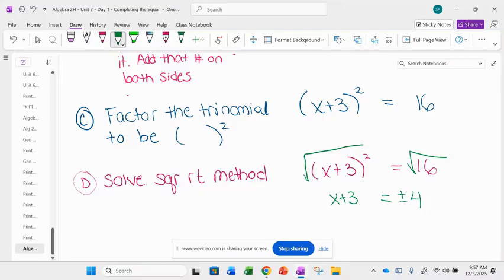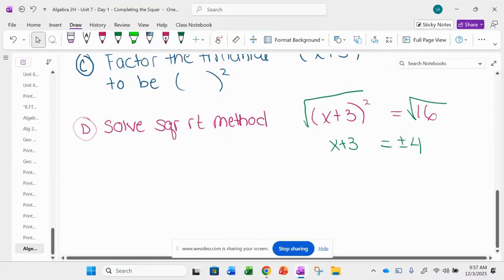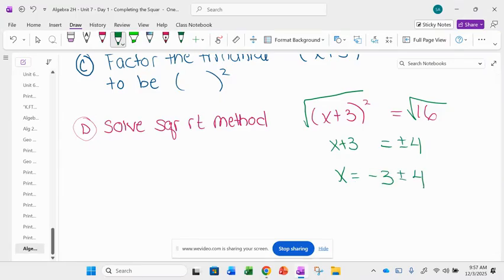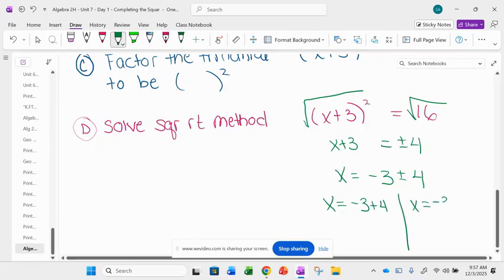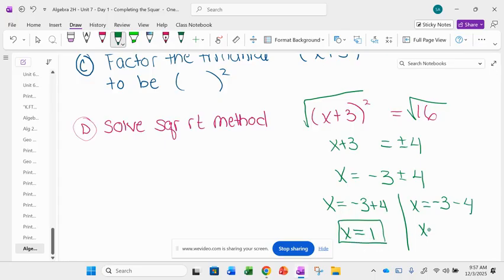Am I finished here? No, we have to solve for x. So we're going to subtract that 3 on both sides. So x is equal to negative 3 plus or minus 4. Am I done here? No, because these are actually like terms. So we're not done. You have to get simplified answers. So this would be negative 3 plus 4, or we can have x is equal to negative 3 minus 4. So we get x equals 1 and x equals negative 7. And obviously, we could have done this in like 2 seconds had we just factored and solved.